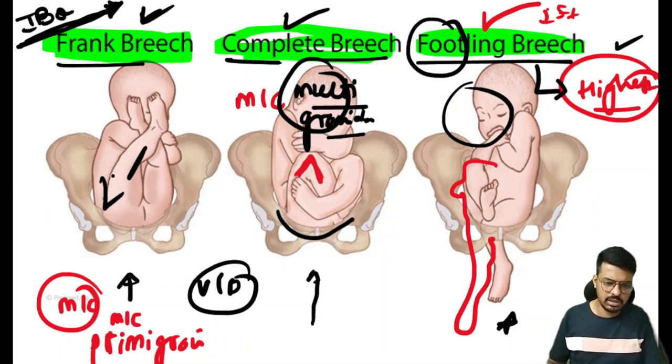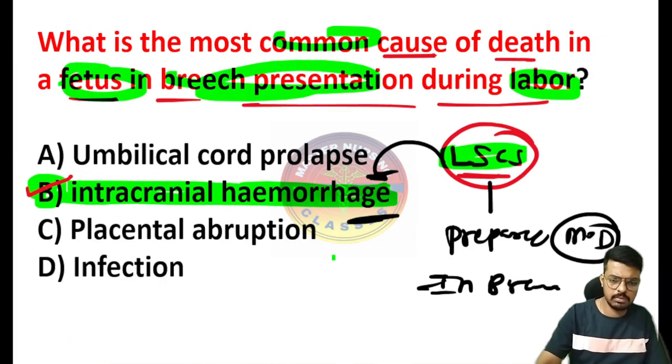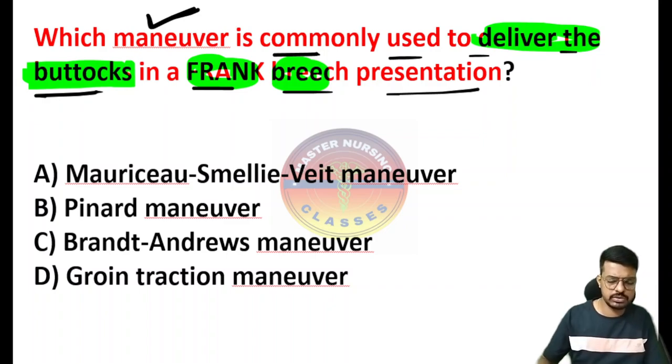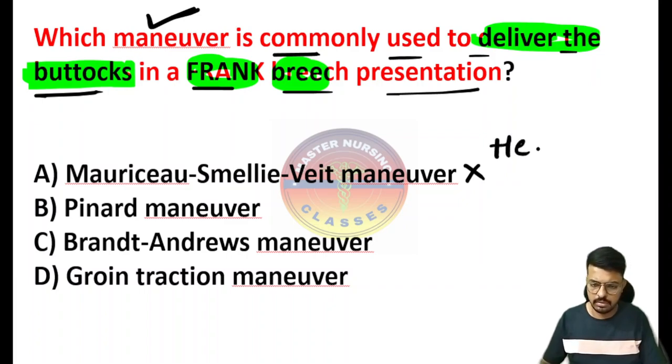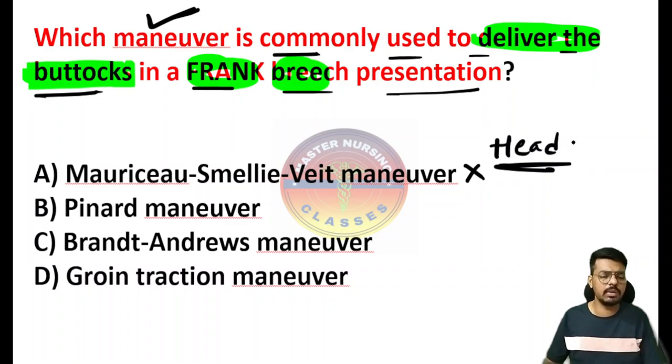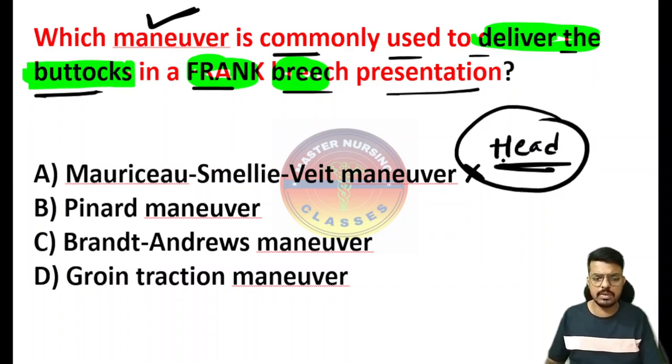First, to deliver this foot, we have to do one maneuver. The name of the maneuver, all of you have to choose here. Option A is the Mauriceau Smellie-Veit maneuver. No, this is done to deliver the head of the baby during the breech presentation, not the buttock. It is also called the modified flexion and shoulder traction, which I will come to. So I am eliminating option A.